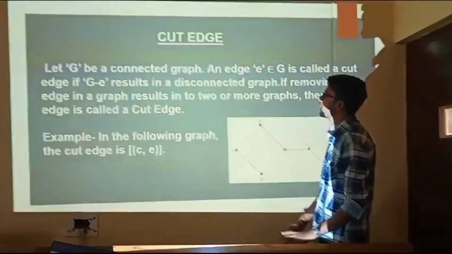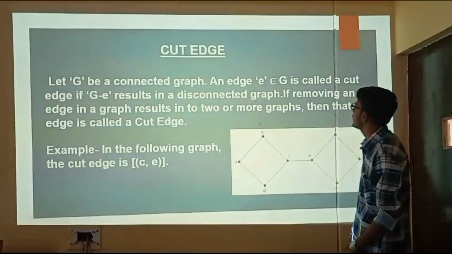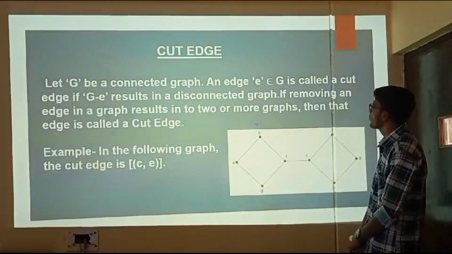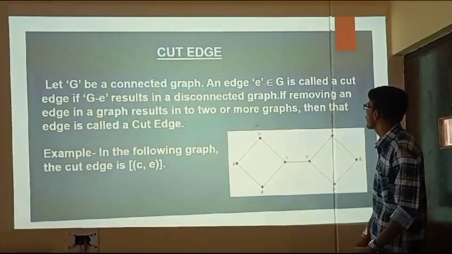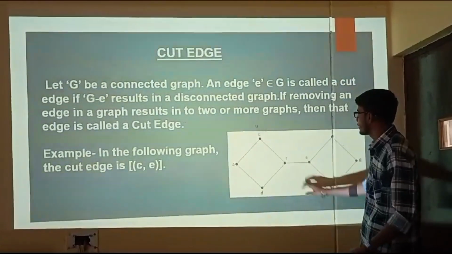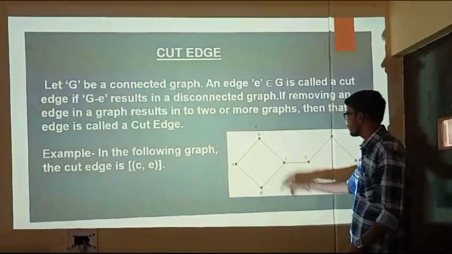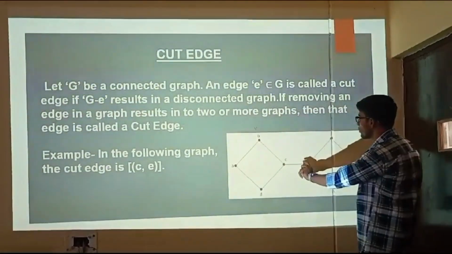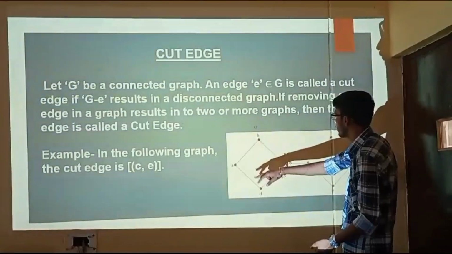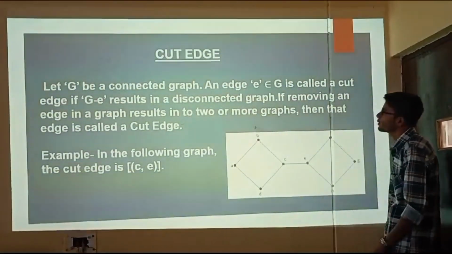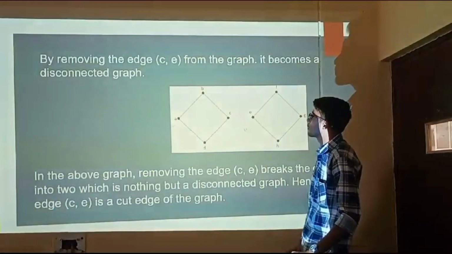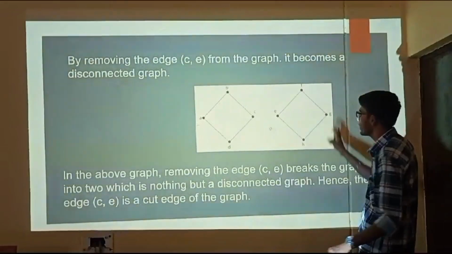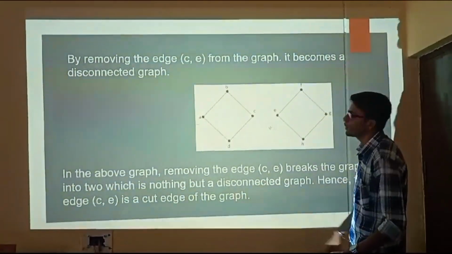Let's see cut edge in connectivity. Let G be a connected graph and an edge E belonging to G is called a cut edge if removing it results in a disconnected graph, that is, two or more graphs. In the example, we have vertices A, B, C, D and E, F, G, H and an edge connecting them. If we remove this edge, we get two graphs, A, B, C, D and E, F, G, H. The graph becomes disconnected. In this way, we get a cut edge from the connectivity.